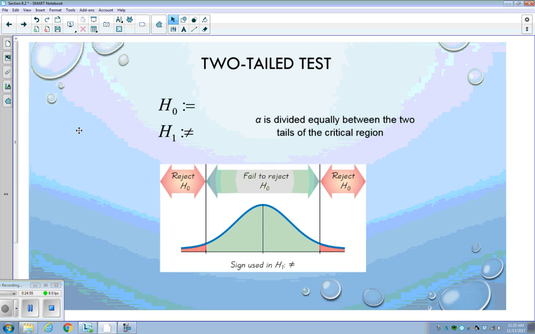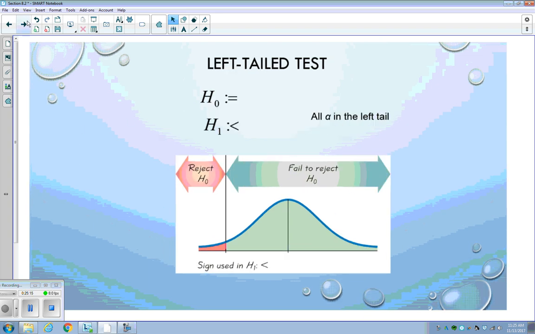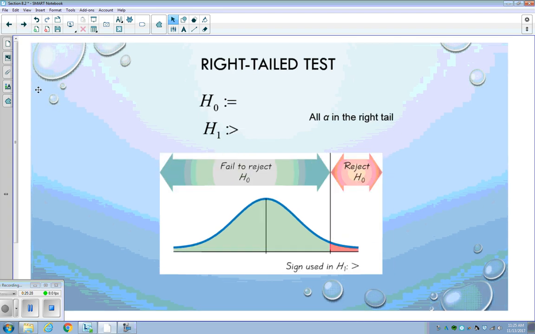This is why when the alternative is not equal to, alpha is divided equally in the two regions, because I don't care if it's less than or greater than. I'm just saying it's not equal to, so it's shared and divided into those two tails. For the left-hand tail, all of alpha is in the left-hand tail. And of course, for greater than, alpha is all in the right-hand tail.